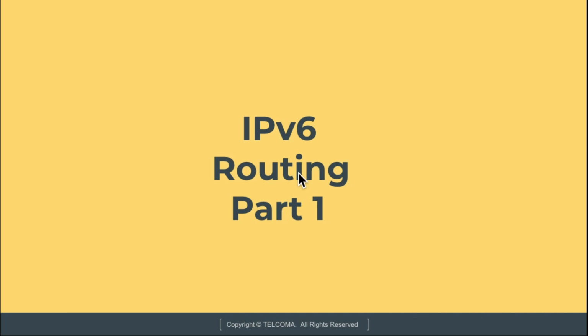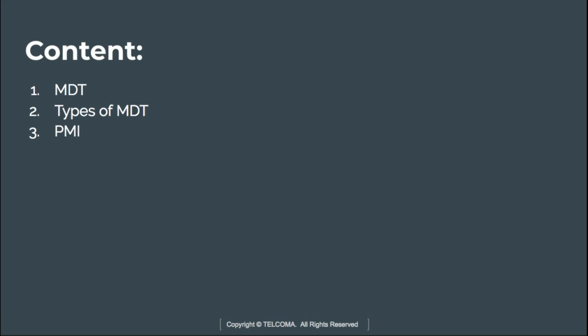So today we are going to discuss routing in IPv6. In this chapter we will discuss the MDT, that is the multicast distribution tree, the types of MDT, and then the PIM. So these are the protocols in routing. Let's start with the first, that is, what is MDT.